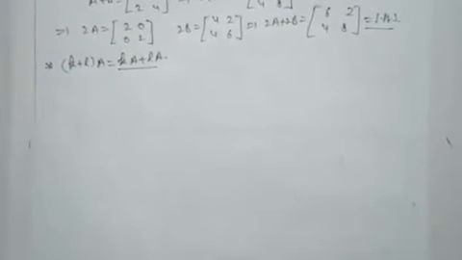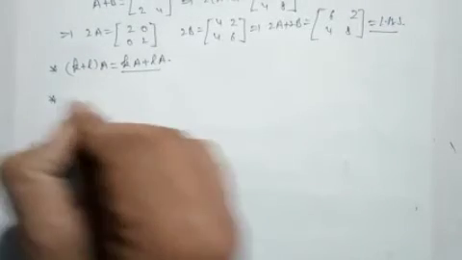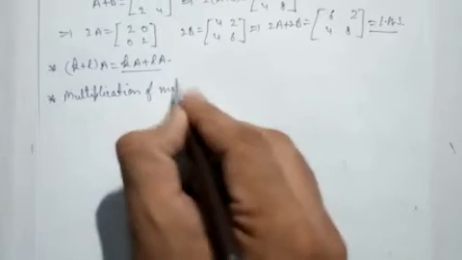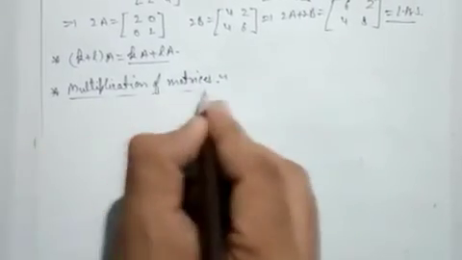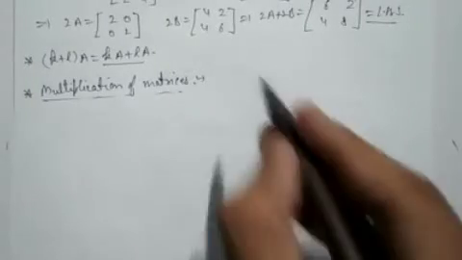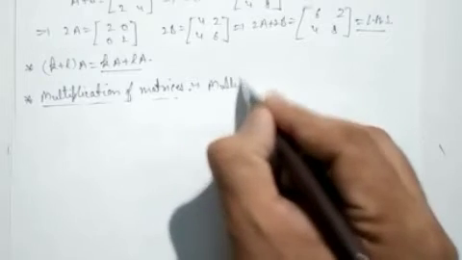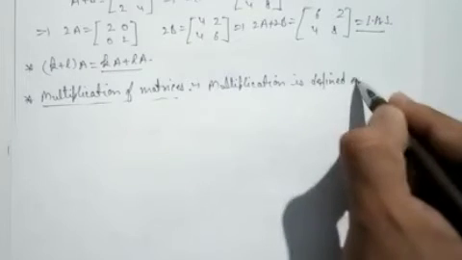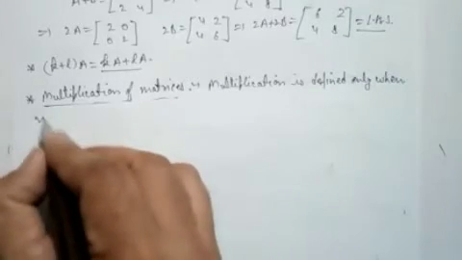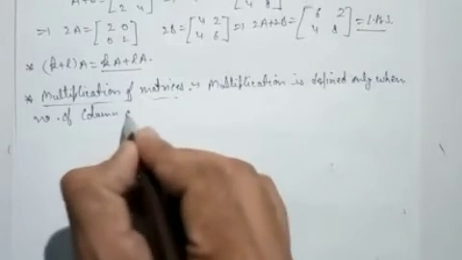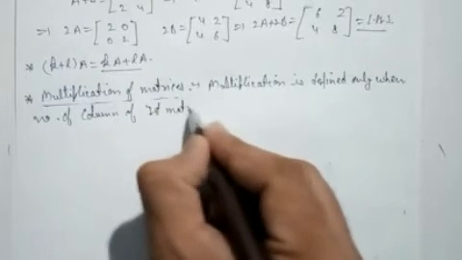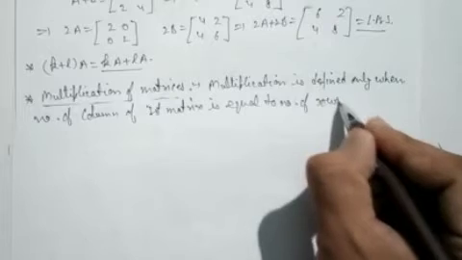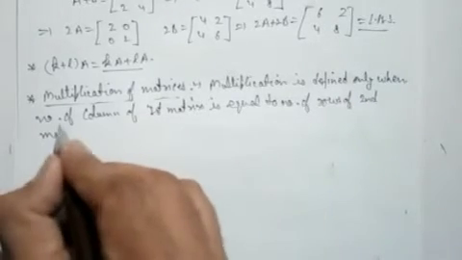Next one, most important, multiplication of matrices. Multiplication is defined only when the number of columns of the first matrix is equal to the number of rows of the second matrix.